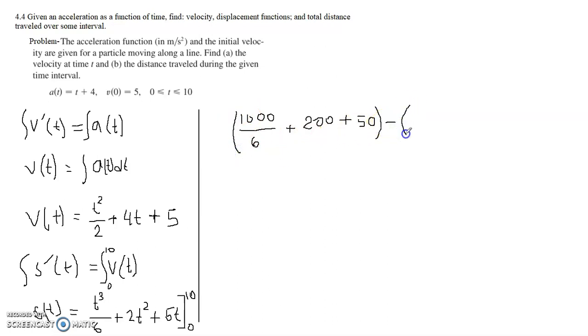Now we have to subtract all of it when we plug 0 in for t. So if you plug 0 here, it's just 0 divided by a number. And then over here, 2 times 0, 5 times 0. So basically it'll just be 0. Which means if we add all of this up, we're going to get 2,500 over 6, which is 416.67 meters in the time interval of 0 to 10 seconds.